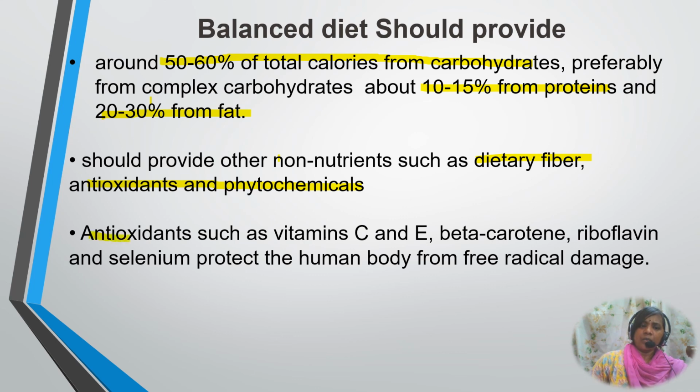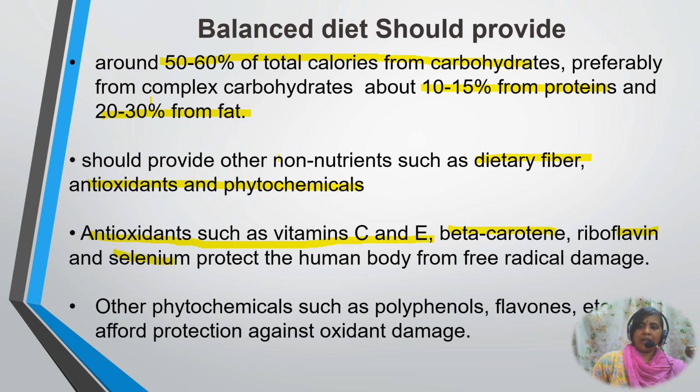Then also the antioxidants like vitamin C, E, then beta carotene, riboflavin and selenium. They protect the body from free radical damage. Whereas the phytochemicals like polyphenols and flavonoids afford protection against oxidant damage. So all these are required and they all constitute a balanced diet.